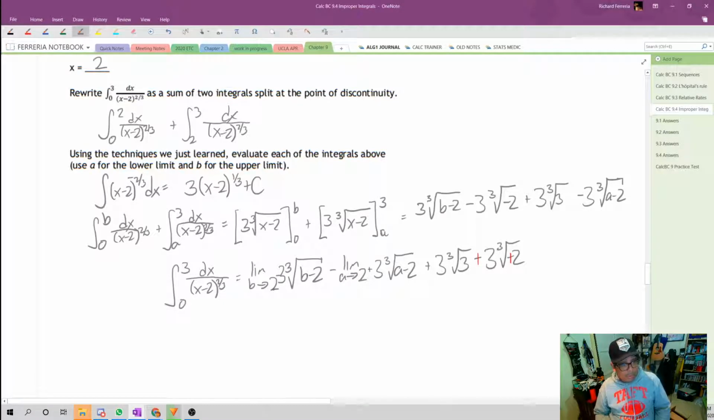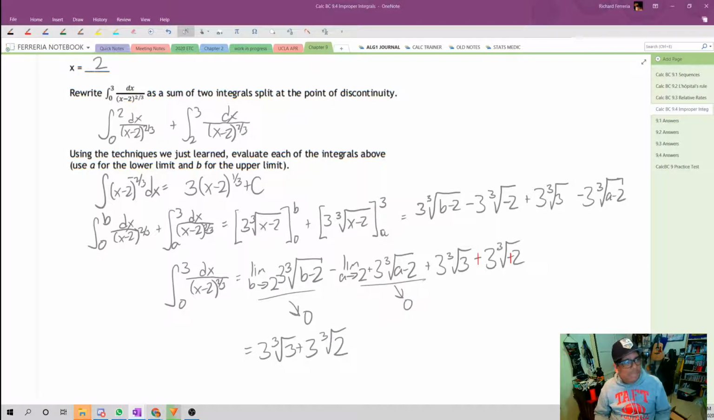If I substitute 2, this gives me 2 minus 2, or 0. So this goes to 0. And if I substitute 2 in this one, I also get a 0. So when I evaluate this, this looks like 3 cube root of 3 plus 3 cube root of 2. And that is a pretty darn good answer.